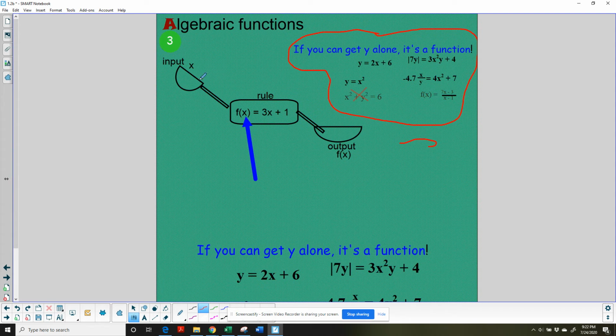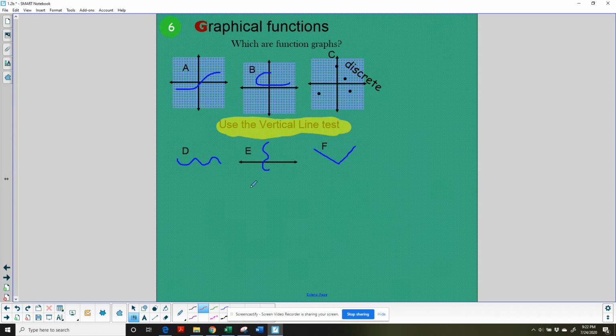Input-output machines are very helpful for many students to understand that the function is a rule that takes the input and provides an output. For graphical functions, you know it is a function if each x value only goes to one y. So you could take this x value, run straight up. It's only going to hit one y value on the curve. This x value, though, you can see would hit this y value and this y value. So this is not a function.